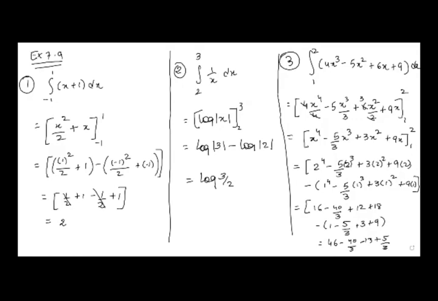So if I solve this over here, then 46 minus 13 will give me 33, and this will give me minus 35 by 3. So 99 minus 35 by 3, 64 by 3. This is my final answer.